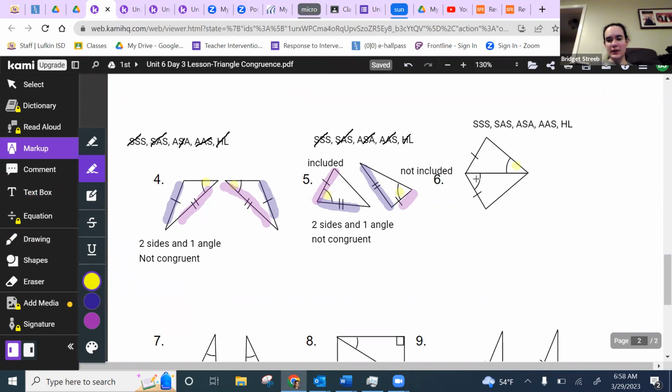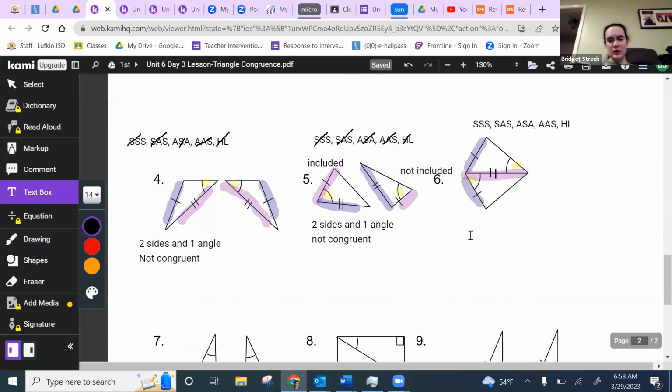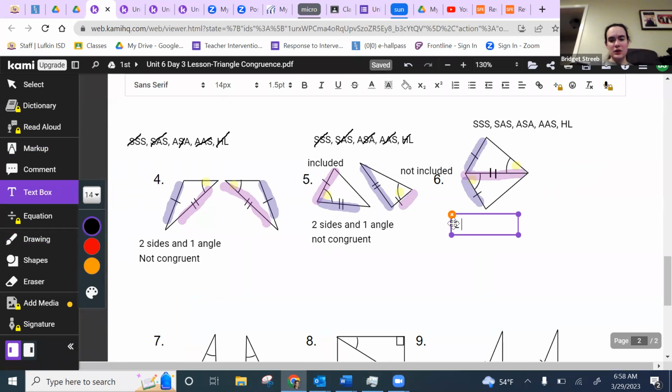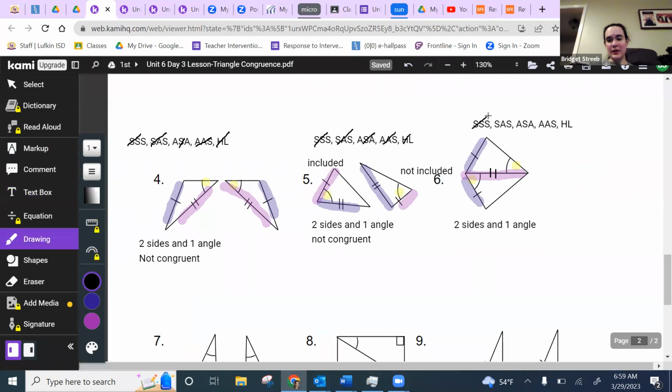Our next one, again, we have one set of angles marked for us, one set of sides marked for us. Remember that middle line is being fully shared. We need to mark it as congruent. So again, we have two sides marked as congruent and one angle. So again, we can get rid of these three. We don't have a right angle, so it can't be HL.